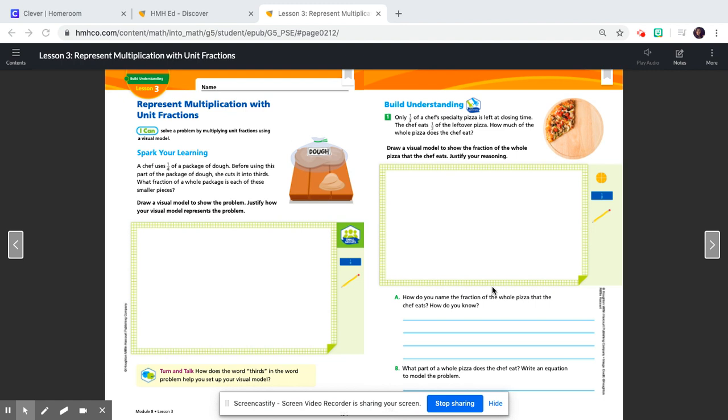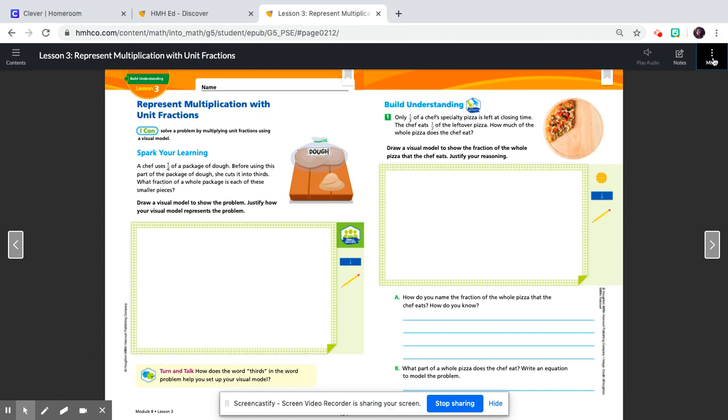Hi boys and girls, today we're not going to do page 191, we're going to start on 192, but I just want to go over the objective and the purpose of this lesson. So this is lesson 3, we're representing multiplication with unit fractions. By the end of this lesson, you're going to be able to solve problems by multiplying unit fractions using a visual model. So what that means is you're going to be able to multiply fractions with other fractions while drawing pictures to help you visualize them.